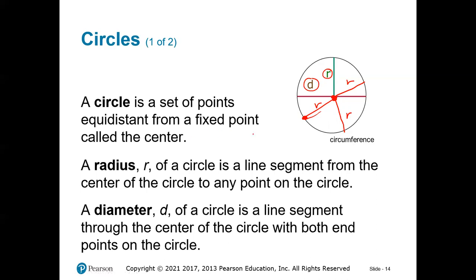So this is a diameter. It's just a line segment, right? It has to be straight. You cannot say this is a diameter. So a diameter by definition has to be straight. It's a line segment that starts somewhere on the circle and ends somewhere else on the circle, but it has to go through the center.